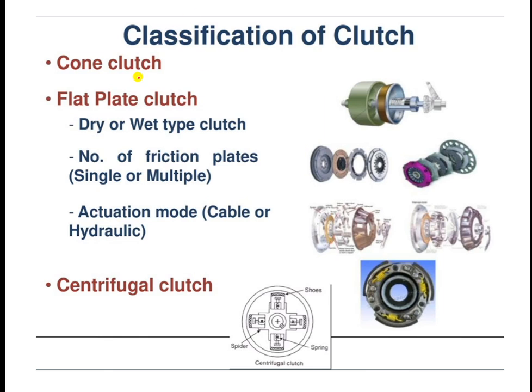Try to remember this. Classification of clutch: it may be classified as cone clutch, flat plate clutch, dry or wet type. In the dry type there is no lubrication, while a small amount of lubrication may be required in the wet category. By the number of friction plates used: single flat plate clutch or multiple flat plate clutch. By actuation mode: cable operated, that is mechanical linkage, or hydraulic mechanism. Centrifugal clutch is also there. But as far as our syllabus is considered, we will stick to the single plate clutch.